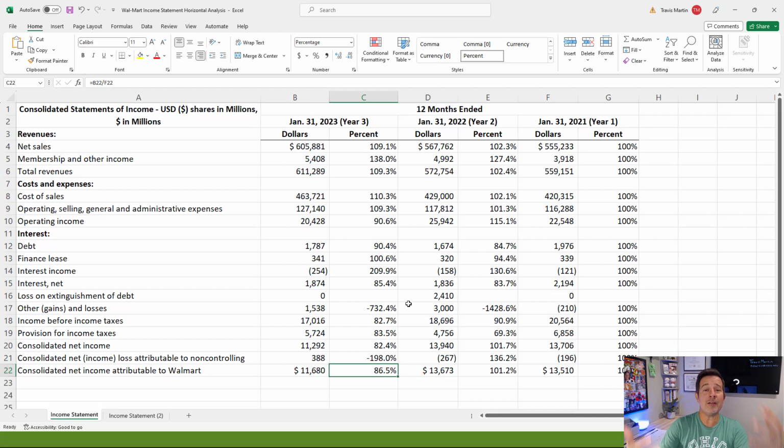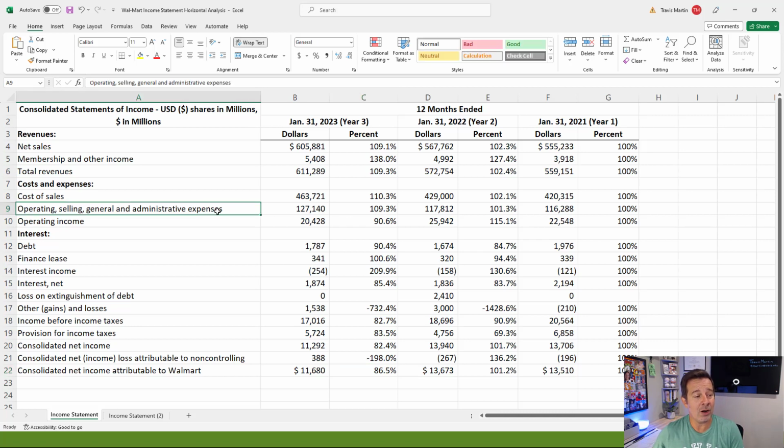And so if I'm looking at it from a managerial perspective, if I'm a manager here, what do we need to bring in line? We need to lower our operating, selling, general, administrative expenses a little bit, and we need to lower our cost of sales, our cost of goods sold. And so that's the takeaway.